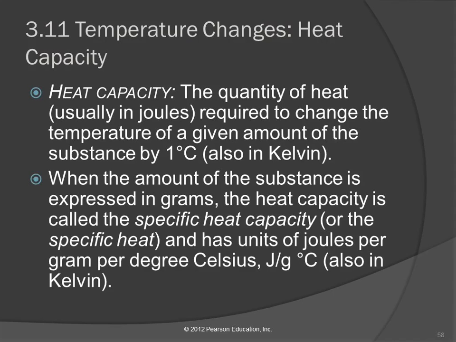So we have a quantity called heat capacity. And when we say heat capacity, we mean the amount of heat needed to change the temperature of a particular amount of substance by 1 degree Celsius. Now, it says also in Kelvin. These particular calculations are the same for Kelvin and Celsius because they're not talking about a specific temperature, they're talking about a change in temperature.